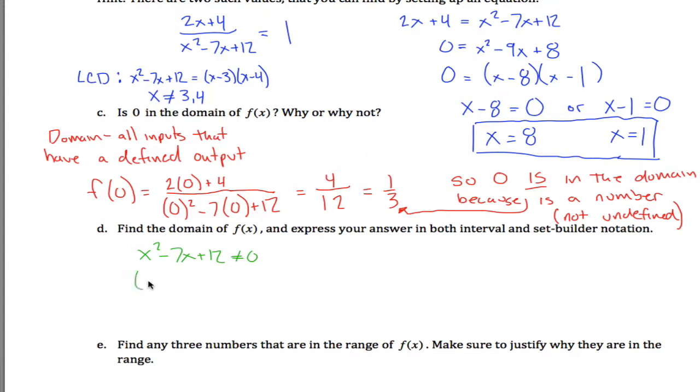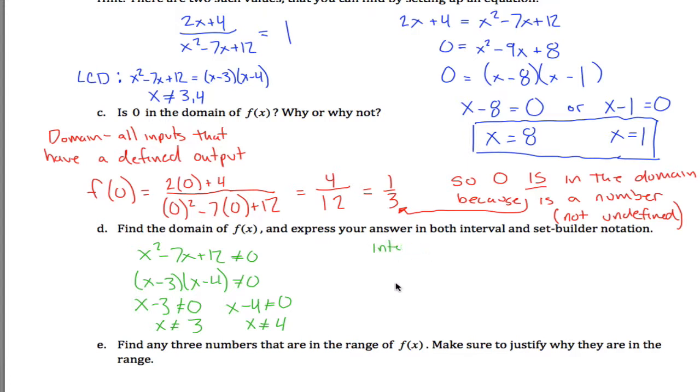We can factor that guy out, and it factors to x minus 3 times x minus 4. So we have to make sure x minus 3 times x minus 4 is not 0. In other words, we have to make sure x minus 3 isn't 0, and x minus 4 isn't 0. In other words, we have to make sure that x is not 3. I guess these should be does not equal, maybe. And x is not 4. So our domain is everything except for 3 and 4.